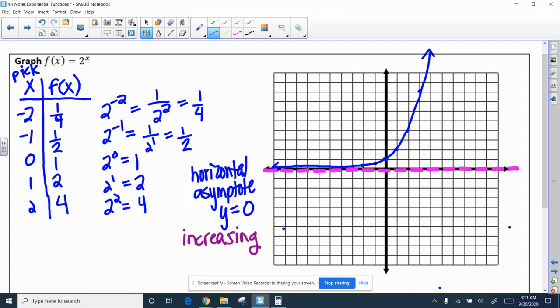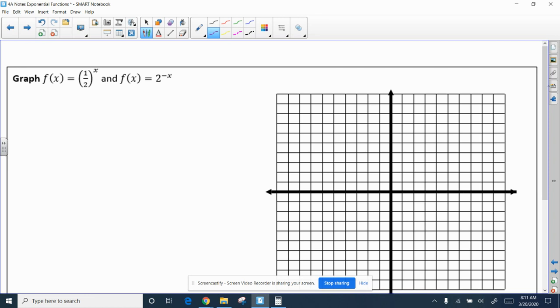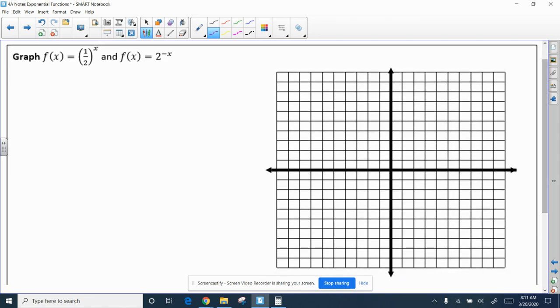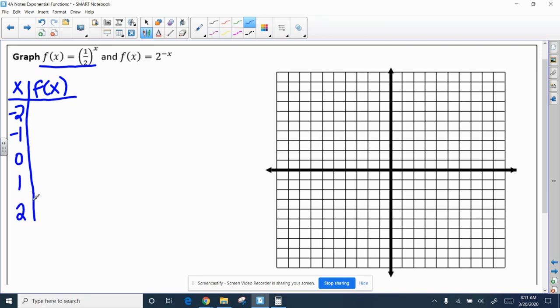All right, we're going to look at another graph as well. So our next graph is f of x equals 1/2 to the x power and f of x equals 2 to the negative x power. We're going to go ahead and graph both of those on the same coordinate plane. So we're going to do the same thing. We're going to make an input-output table. So starting with this one, f of x equals 1/2 to the x. I am going to make my input-output table for x and f of x. I'm going to pick my x values. So I'm picking -2, -1, 0, 1, and 2.